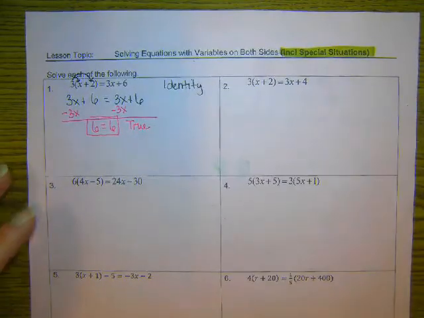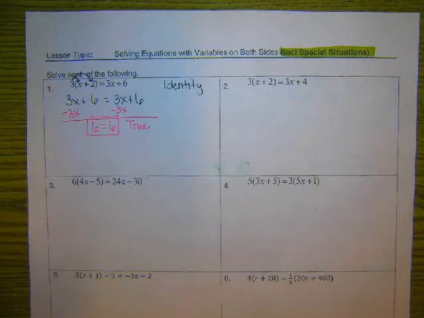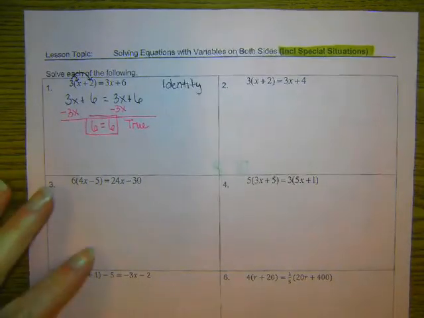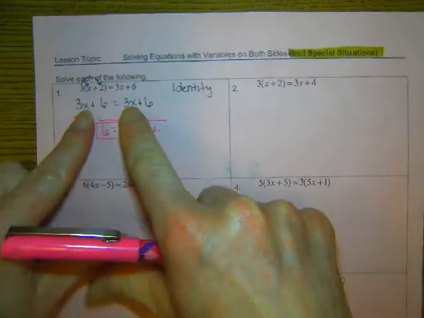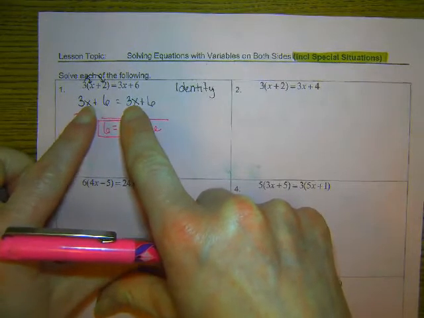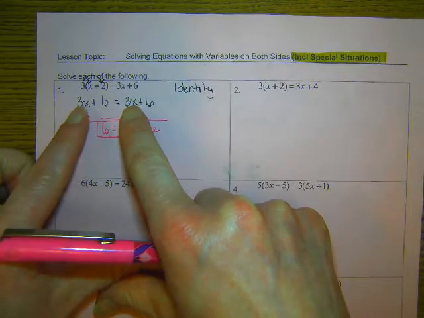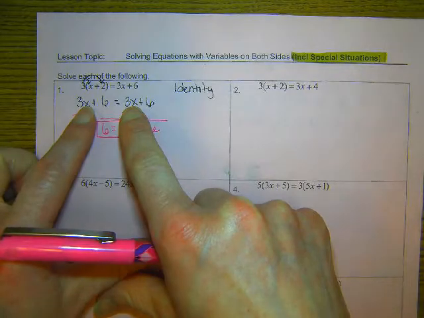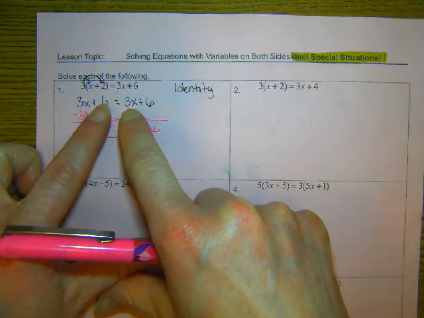So what does that mean? Does that mean x equals 6? No, well, it doesn't mean x equals 6. What it means is you can put any number you want in for x, and it's always going to be true. Try it. Let's put 1 in. 3 times 1 plus 6 is 9. 3 times 1 plus 6 is 9.